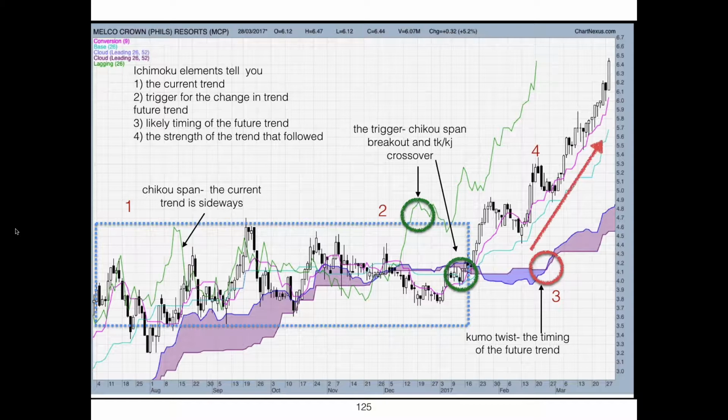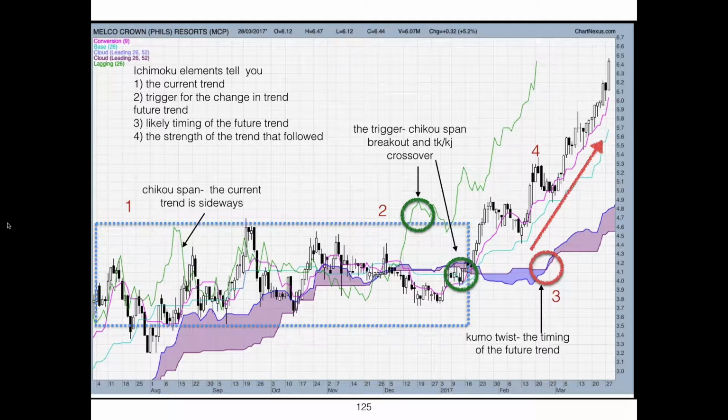The strength of the trend that followed is indicated by the Tenkan-sen and the Kijun-sen support line. So Ichimoku is able to give you a roadmap for future prices as well as the timing for the change in trend. It lets you prepare so that you are able to accumulate shares as the Ichimoku signals become more favorable, and you're also able to hold on to your shares when the market is about to go your way.